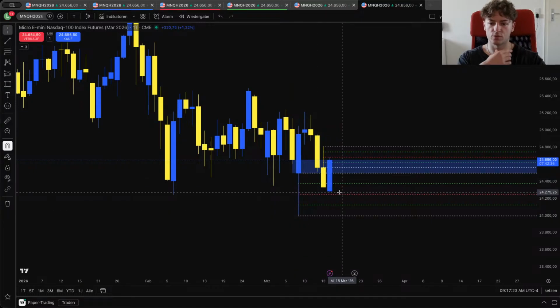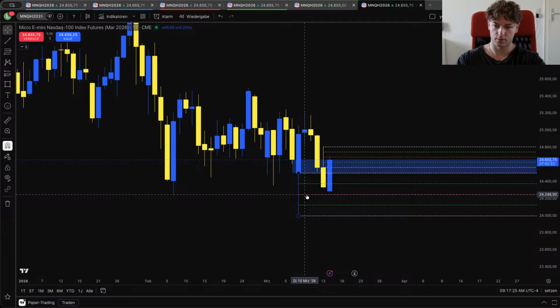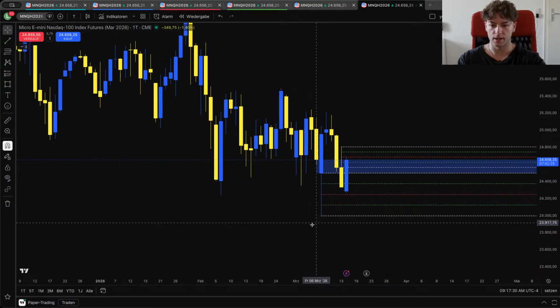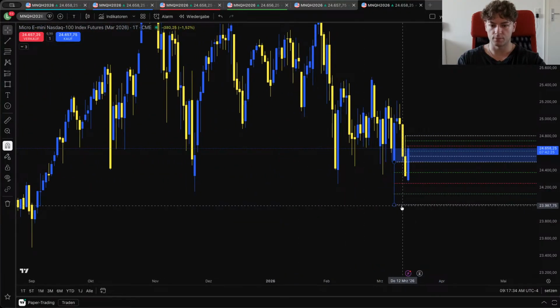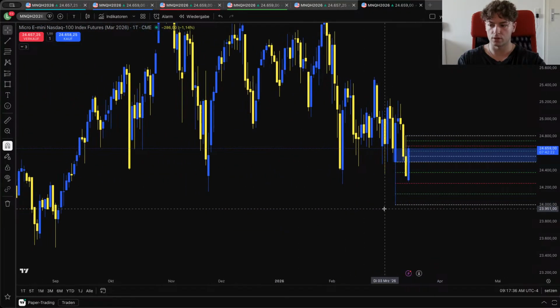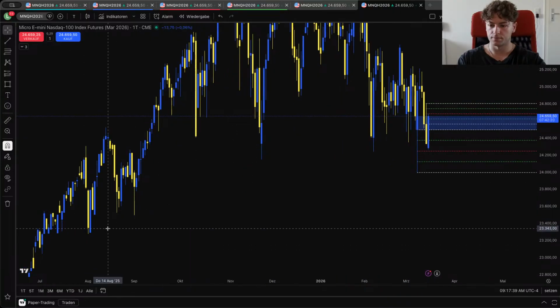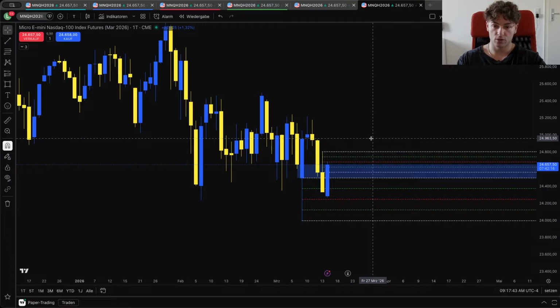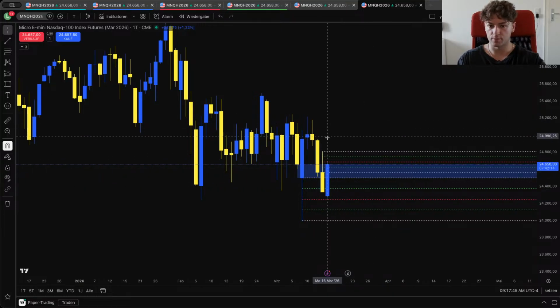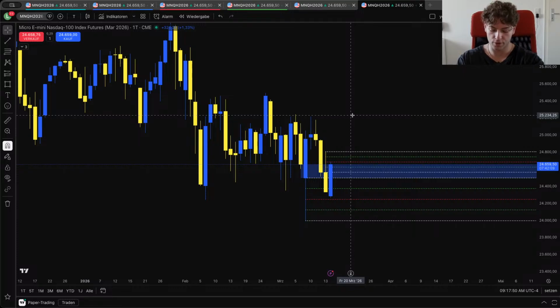If we are able to close below this wick's consequent encroachment, then I think we are more likely to take out this low and ultimately these lows. So we'll see. I could also be wrong and we are going to retrace back up into this range. So I don't know. We're going to see. Bias is rather bearish today, so I prefer shorts.